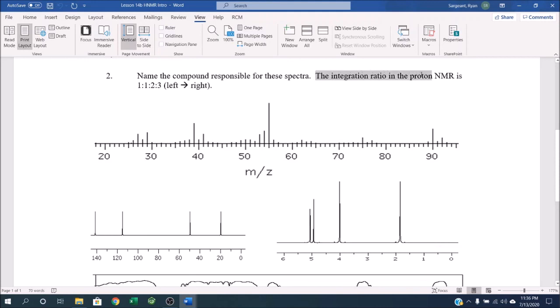We'll discuss the ins and outs of integration later on, but for this particular question, you need that information. And if you can add those numbers together, it does tell you that your compound should have 7 total hydrogens. 1 plus 1 plus 2 plus 3 is 7.